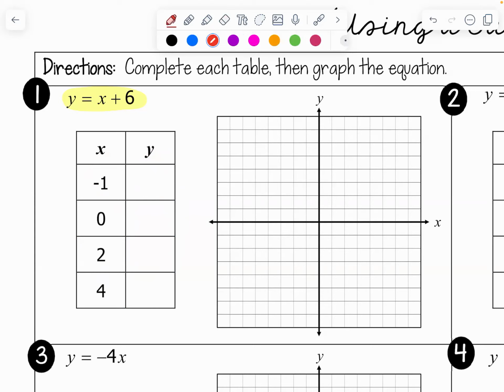Our equation is y equals x plus 6. But this is telling me that x is what? Okay, so I'm going to erase x and I'm going to put in -1. Can everybody write that right here? That way you know how we get our answer of, what's -1 plus 6? 5.